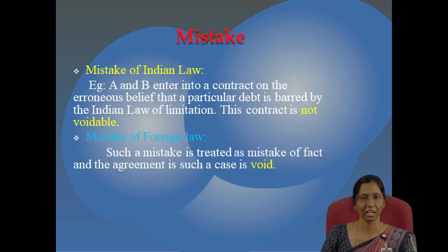As per Indian law, if A and B enter into the contract on the erroneous belief that they are not aware of the law, the contract is not voidable. We can say it is a valid contract. The next one is mistake of foreign law. In foreign law, if they don't know the details of the act and that's why they enter into the contract, we can say it is void, it is not voidable.